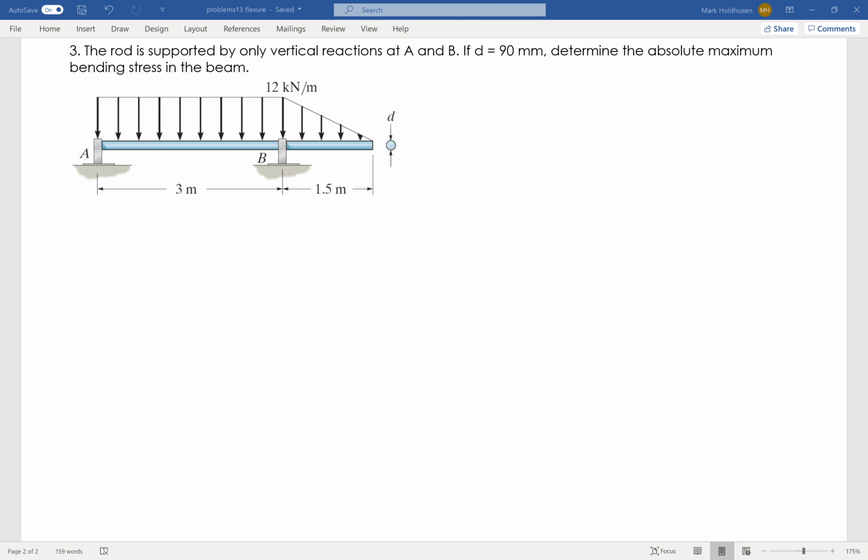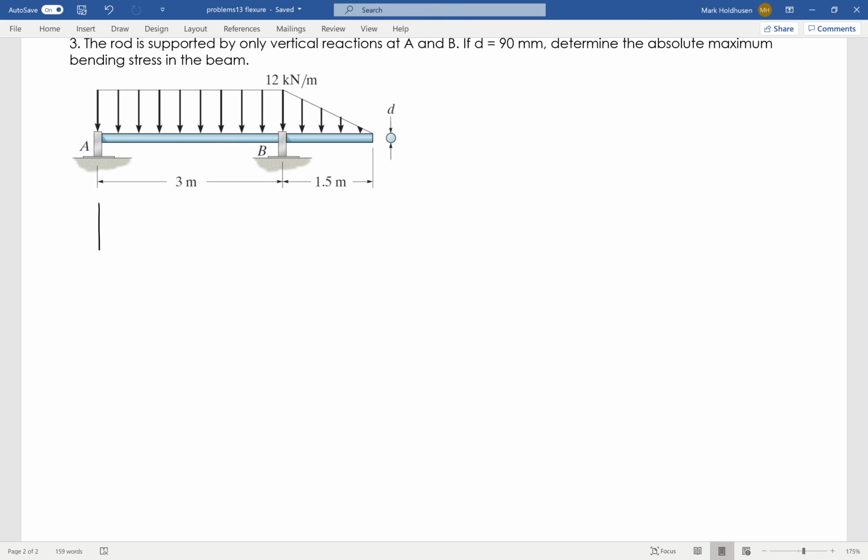Okay, in this problem, I've got a rod with an elaborate loading here, and I'm trying to find the absolute maximum bending stress in this beam. So, what I need to do first is determine the maximum bending moment, and where is it? So I'm going to do a bending moment diagram shown here.